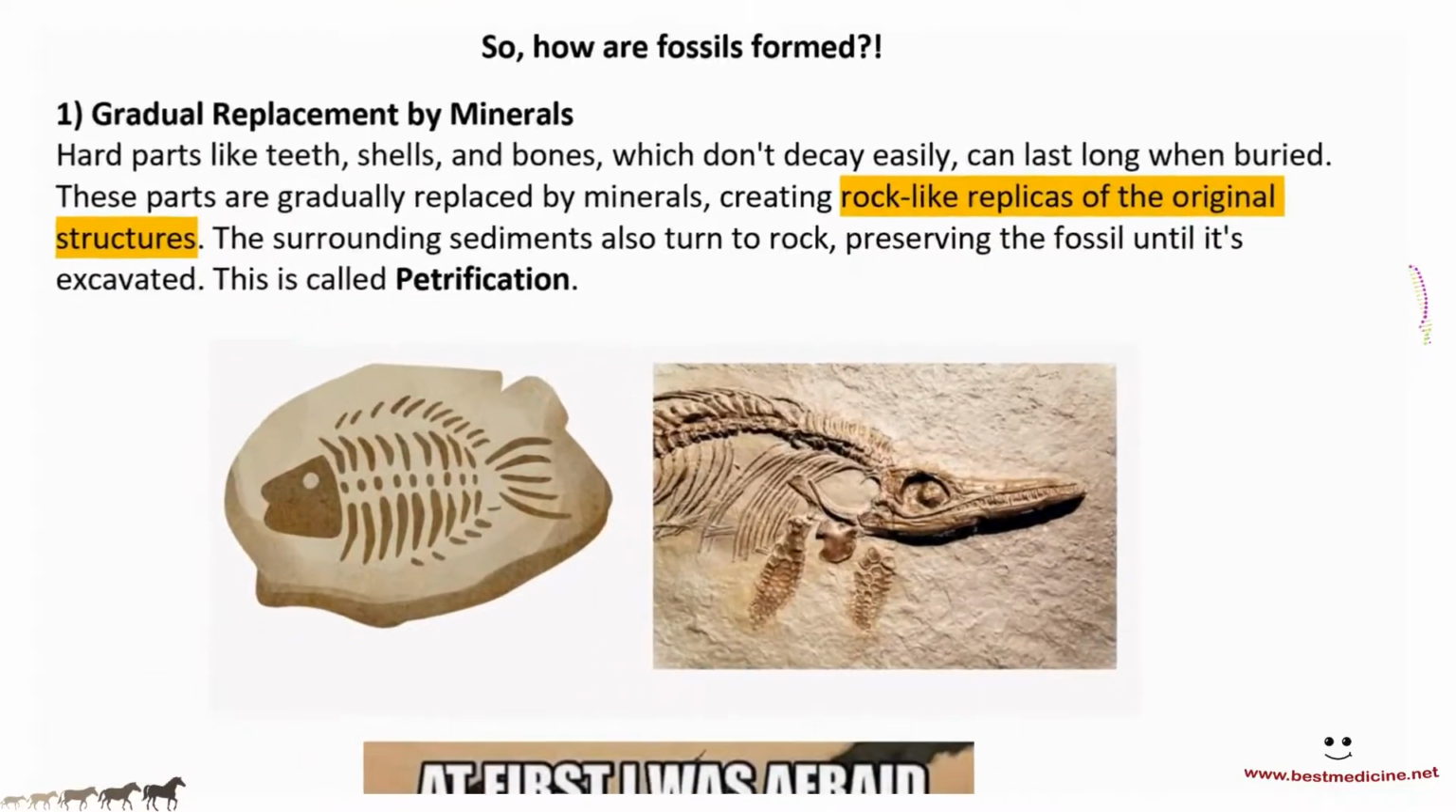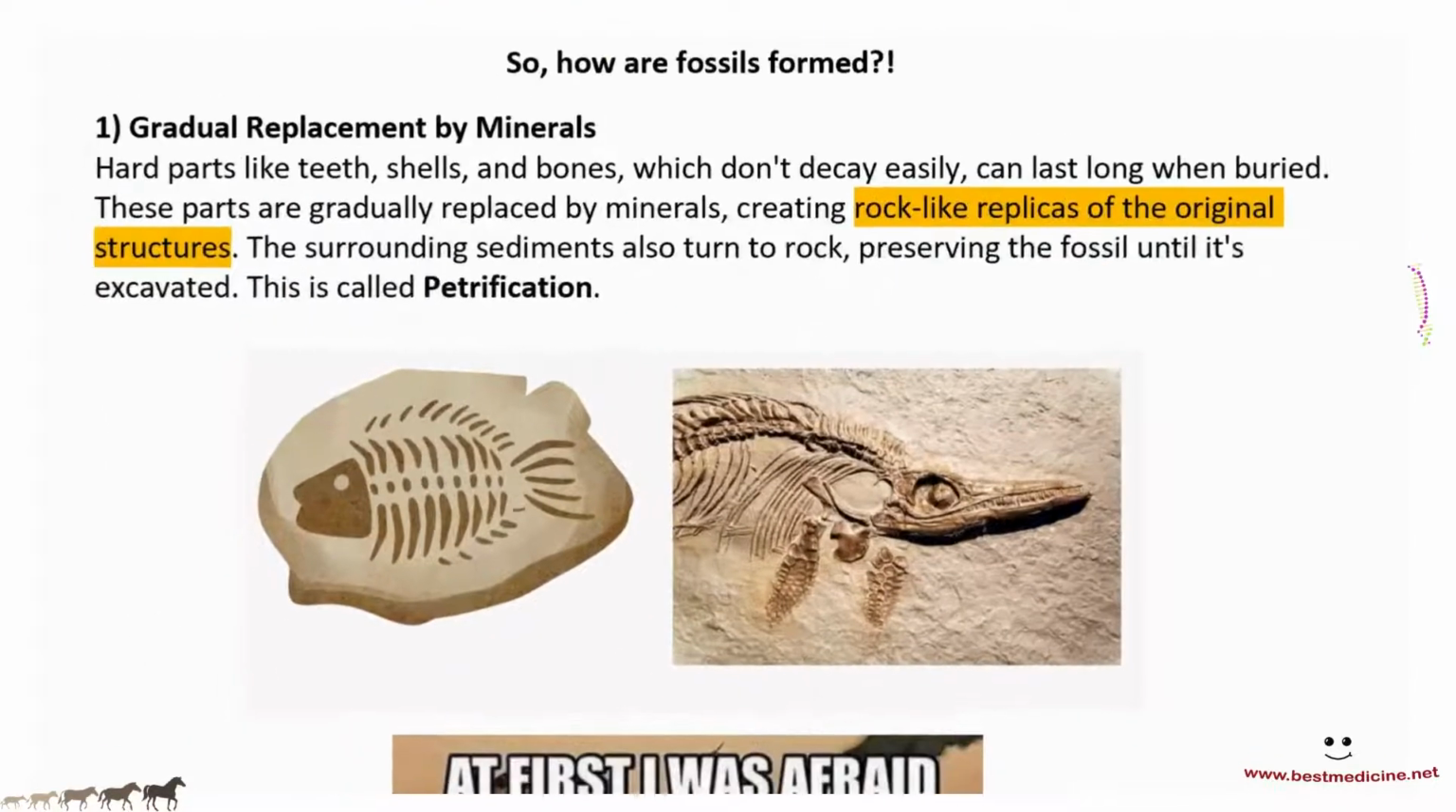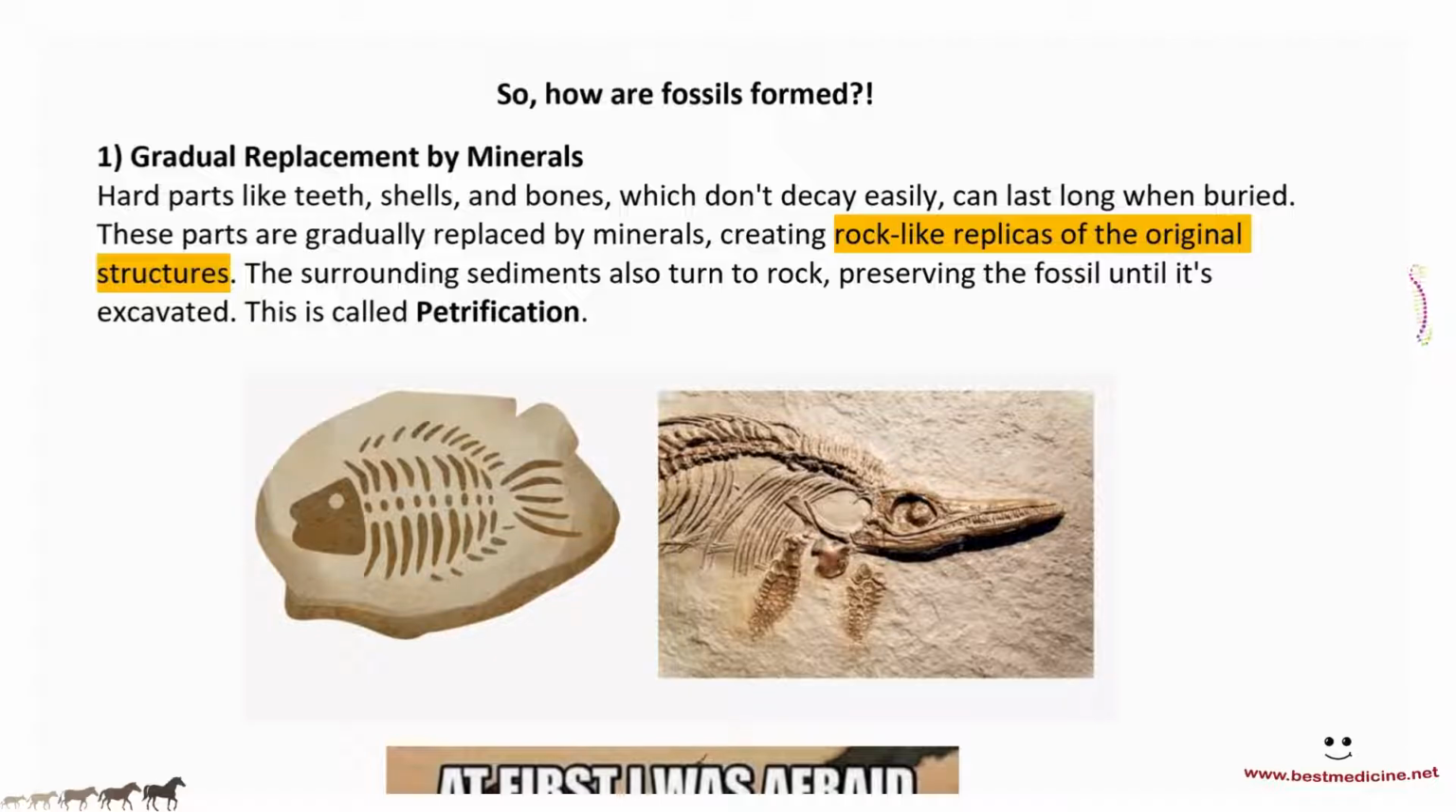Okay, so how are fossils formed? Number one, we have gradual replacement by minerals. So basically what this means is that you have essentially the bones that are trapped inside rocks. And those bones are eventually replaced by mineral salts, creating rock-like replicas of the original structures. Okay? So hard parts like teeth, shells, and bones, which don't actually decay easily, can get trapped in heat and dirt, and be exposed to a lot of pressure. And over time, due to chemical reactions, those bones can be replaced by rock-like mineral replicas of the original structure, of the original bone, leaving behind a sediment of minerals, right? Which tells you the exact shape of the original fossil.